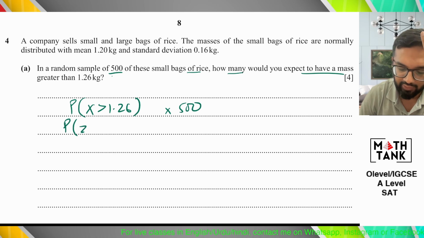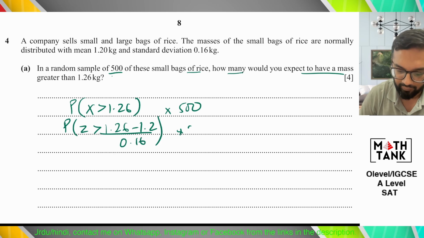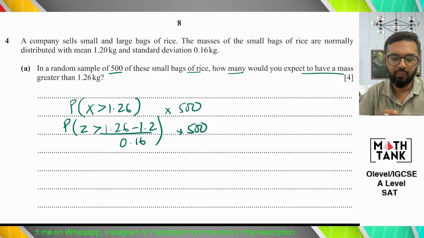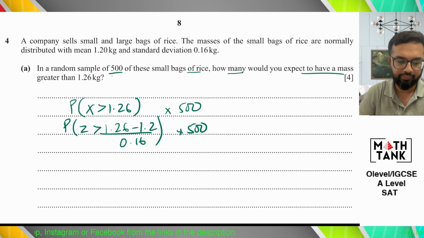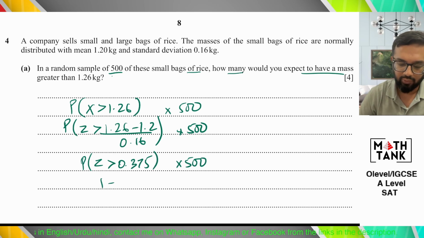How do I calculate greater than 1.26? You standardize it. So Z is greater than negative 1.5, which gives 0.9332, and times 500 gives the expected number.